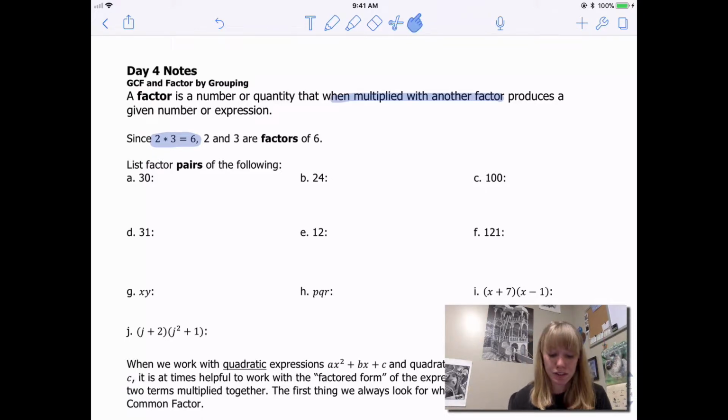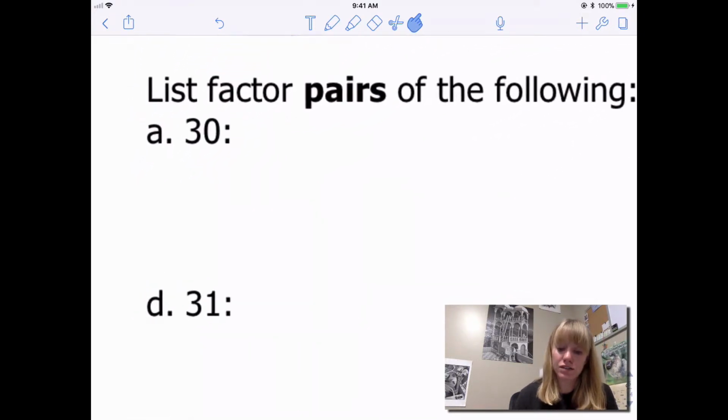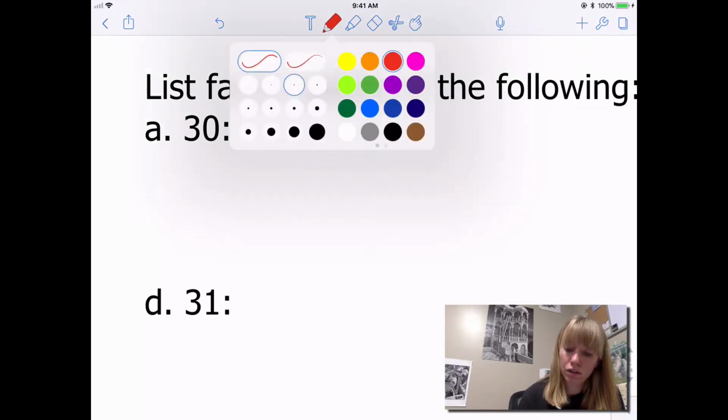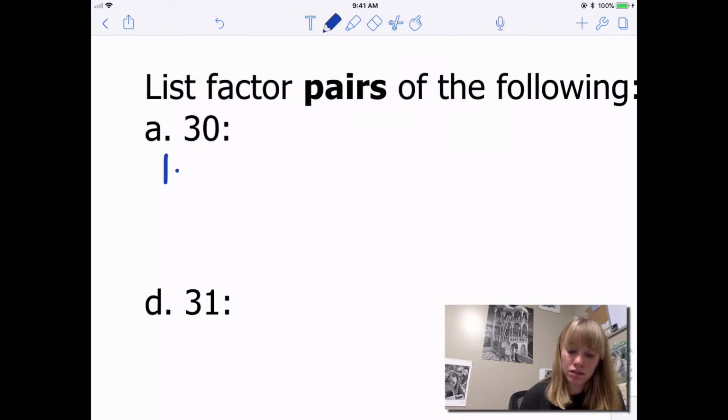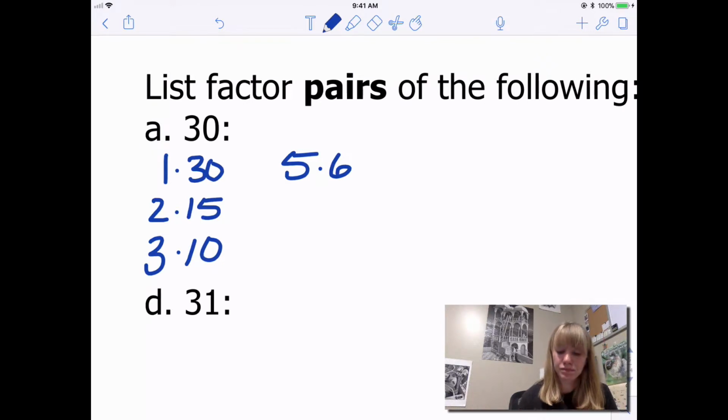We're going to kind of buzz through these first ones. It says list the factor pairs of the following. So I want to know, what are the things that multiply together to get the final number? In 30, I know that 1 and 30 multiply to get 30. So do 2 and 15, and 3 and 10, and if I keep looking, I think 5 and 6 will also multiply to get 30. Those are my factor pairs. Right now, that's all I want you to do.